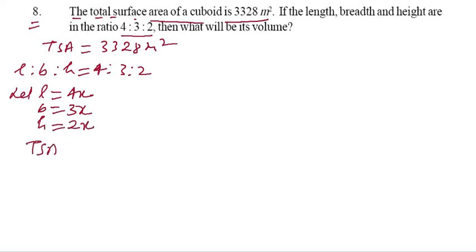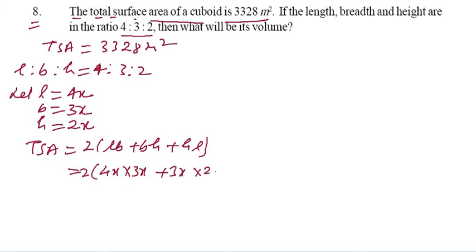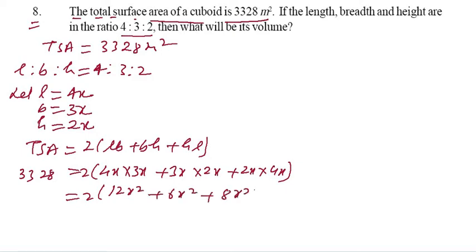Now we can find the TSA. TSA, total surface area, is 2 (L into B, B into H and H into L). Now put the value. L is given as 4x into B is 3x, plus 3x into 2x, plus 2x into 4x. Now multiply this. Now we can say total surface area is given as 3328. Here 4 threes are 12x square, here 2 threes are 6x square, and here 4 twos are 8x square. Now we can add them.